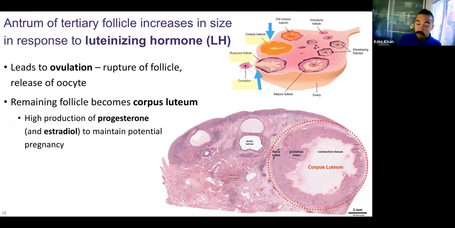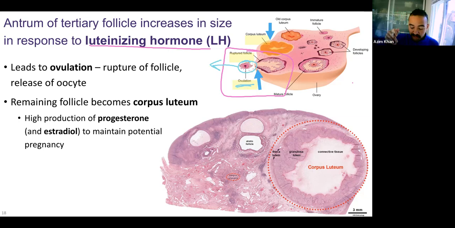With the help of another hormone, remember luteinizing hormone, which also comes from the anterior pituitary, like follicle stimulating hormone does. When you get a spike in luteinizing hormone, it stimulates this tertiary follicle to grow so much that it literally pops. I mean, it doesn't explode, but you get a rupture on the wall of the ovary, and so now your oocyte ovulates. It exits the ovary. This is the process of ovulation.